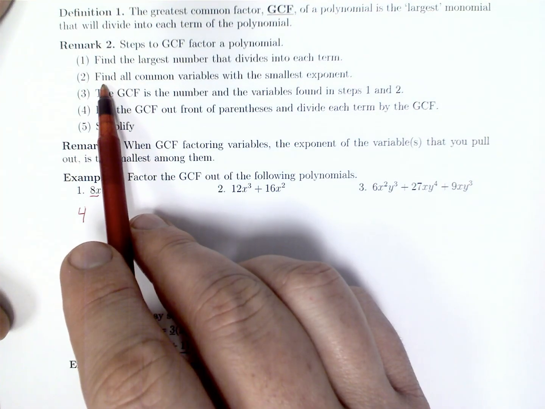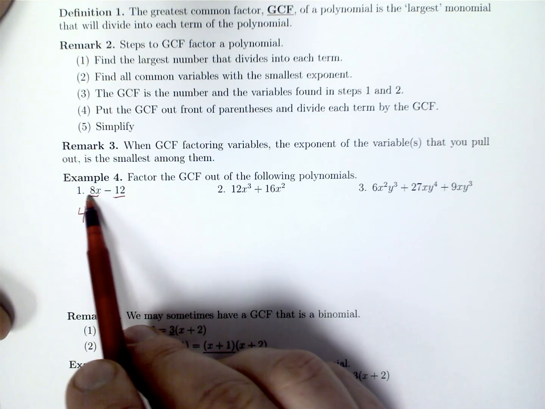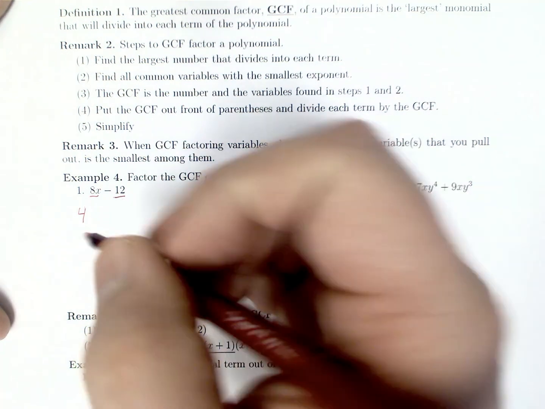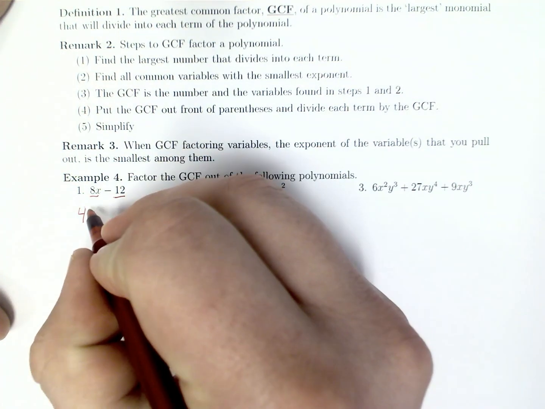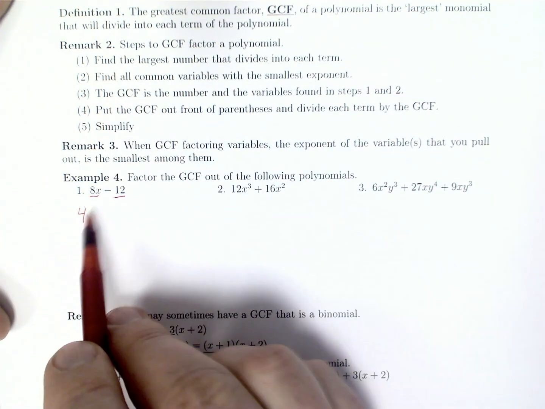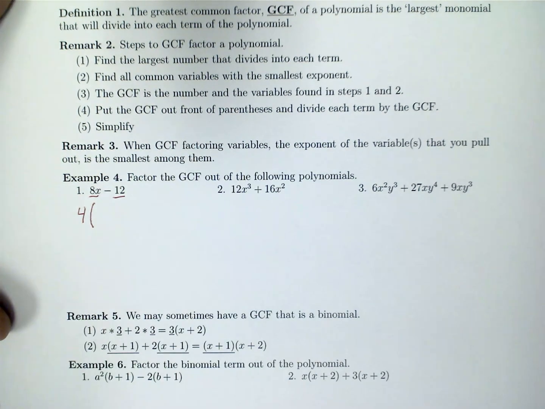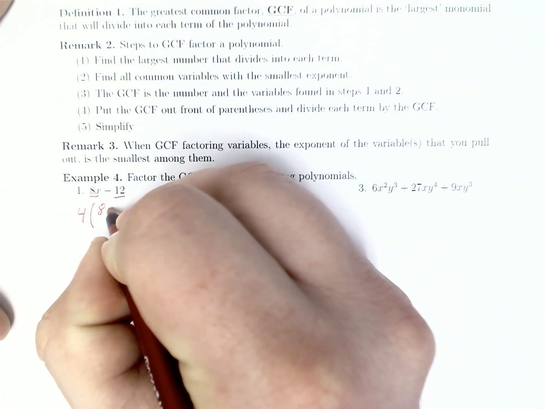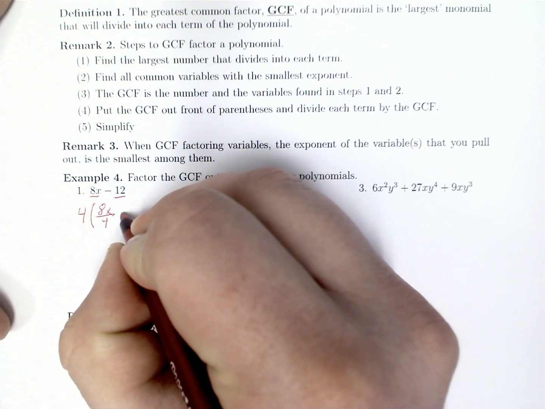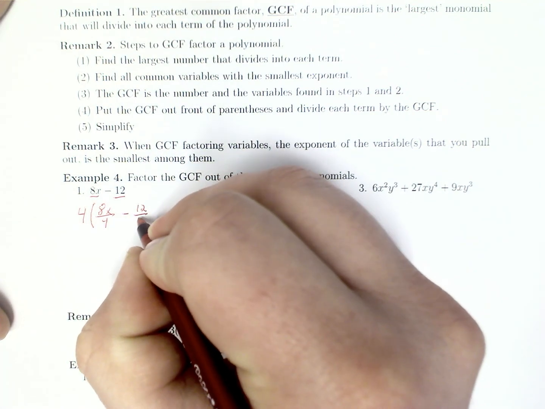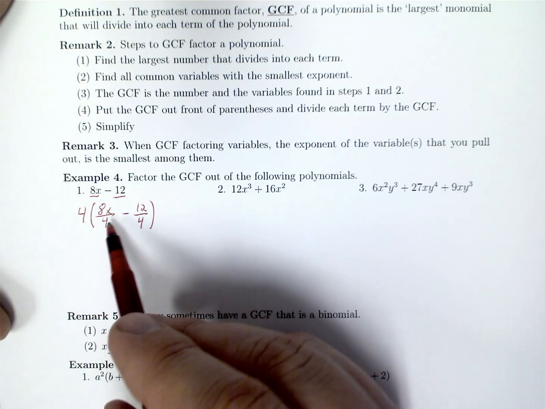Then from part 2, we ask, are there any variables in common? Well, in this basic example, we have an x in this term, but not in this term. So there's no variable part of the GCF. So the GCF is just 4. We put the GCF out in front, put a set of parentheses, and take each term and divide by the GCF. So I put 8x over 4 minus, keeping that same sign, 12 over 4. And that's it.